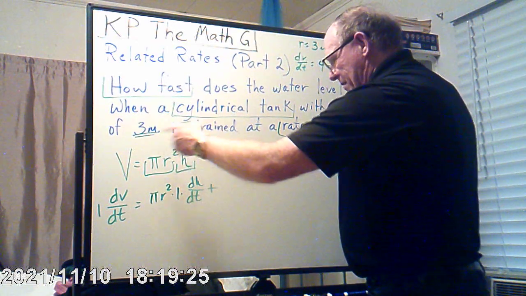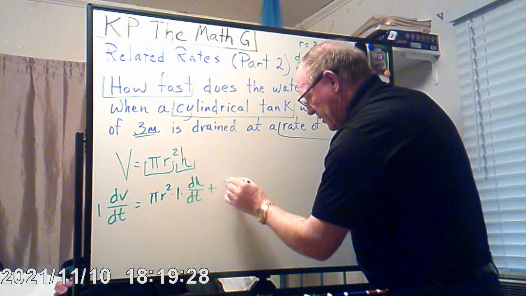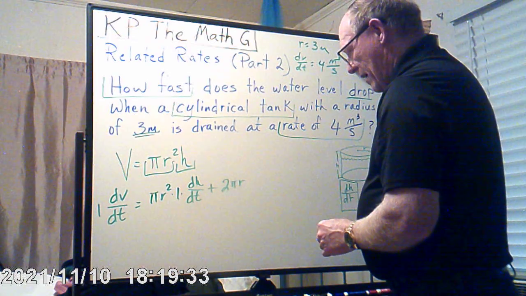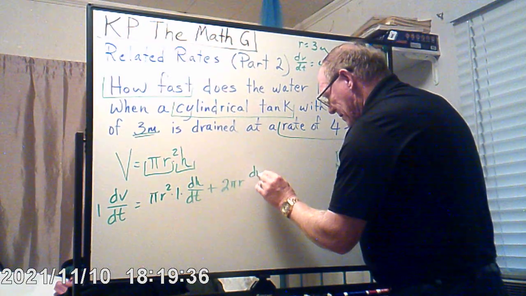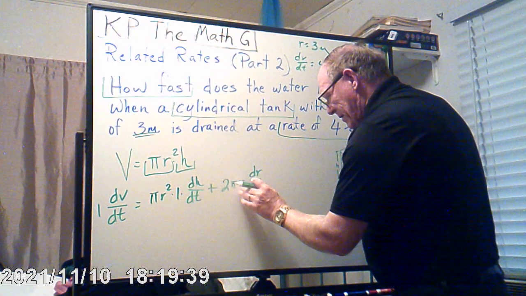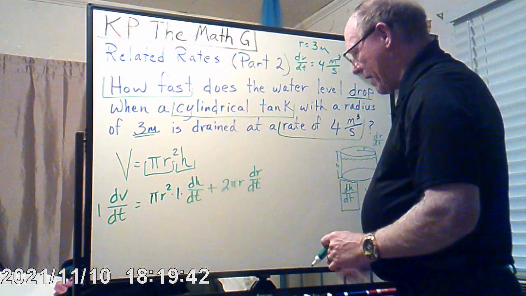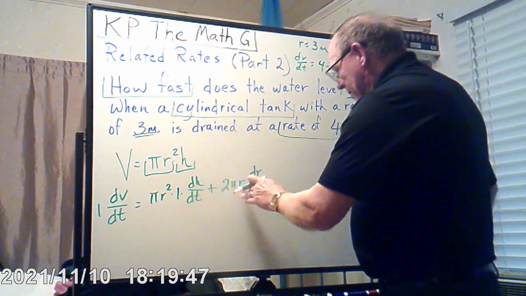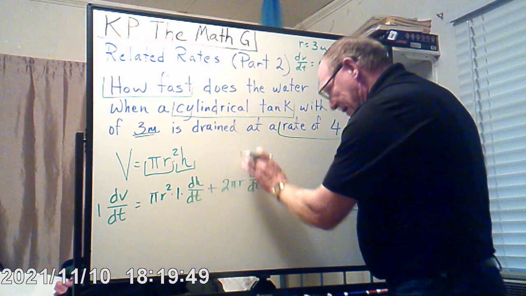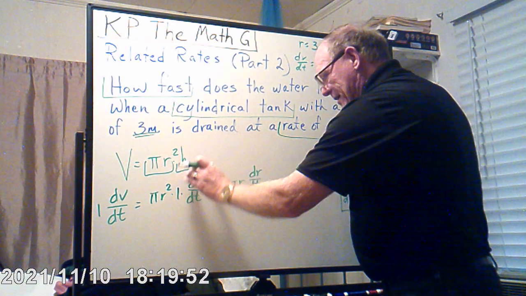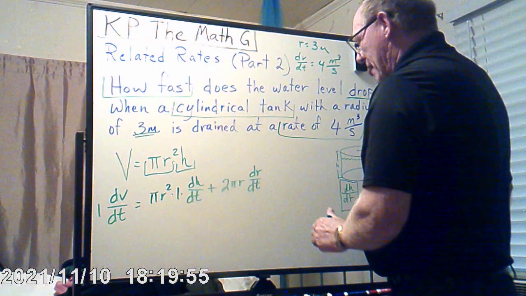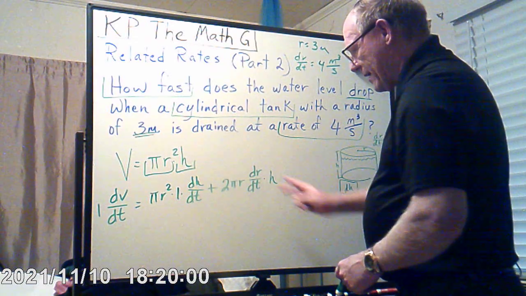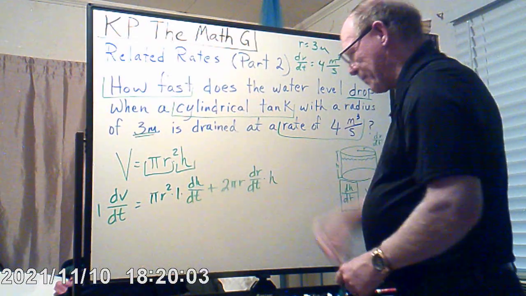Now we take the derivative of this, which is 2 pi r, dr over dt. Since we took the derivative of the radius, we stack that in with that. Every time you take a derivative of a variable, it's that thing, dr over dt, dh over dt. Now times the height. And that is the derivative right there.